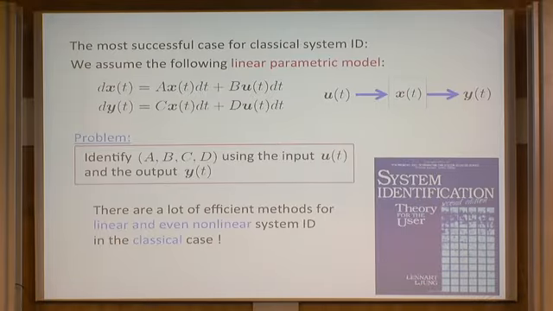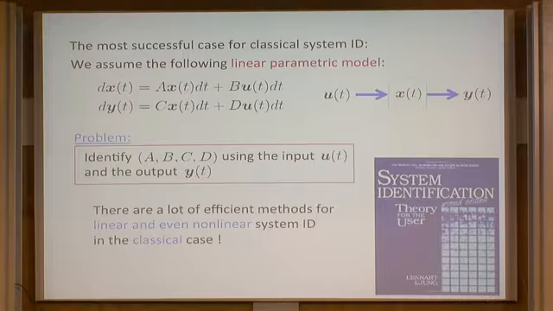What do you mean here by ID? Do you mean that the matrices are tridiagonal? I'm sorry, can you say again? ID. System identification, sorry. Sorry, this is an abbreviation. Okay. All right.